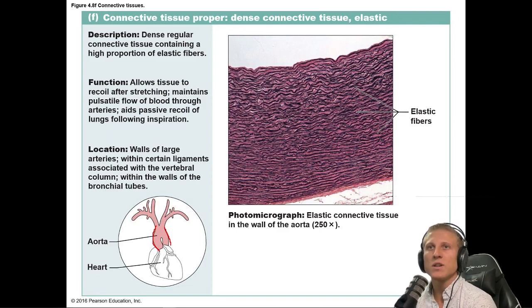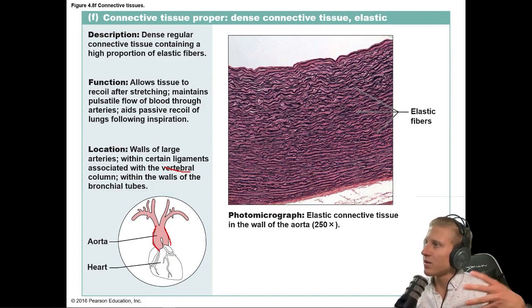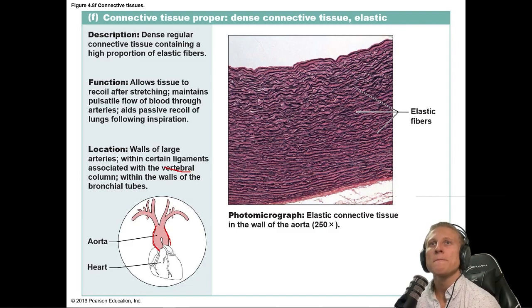We also see it mixed in with some other fiber types in certain areas. For example, ligaments associated with the vertebral column, as well as others, bronchiotubules that need to dilate but then return back to their original shape. Yeah, pulsating blood flow through arteries, etc.